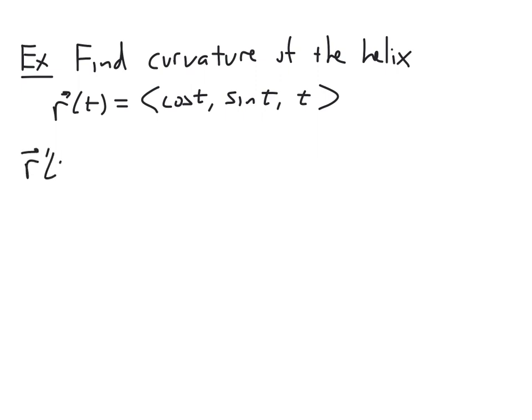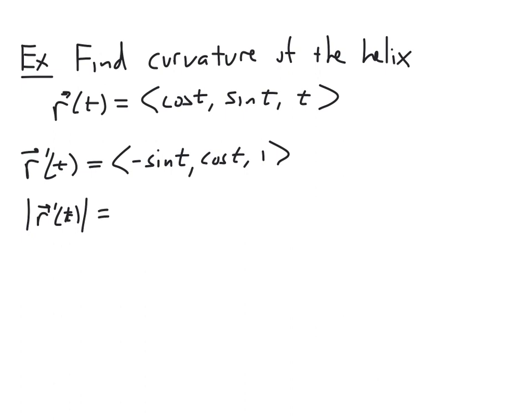So r prime is going to be negative sine, cosine, and 1. We've computed this before, so I'll just get to the punchline. The magnitude of this derivative is going to be the square root of 2. Sine squared plus cosine squared is 1, so we add 1 and 1 to get 2. And so our unit tangent vector is going to be 1 over the square root of 2 times negative sine, cosine, and 1.